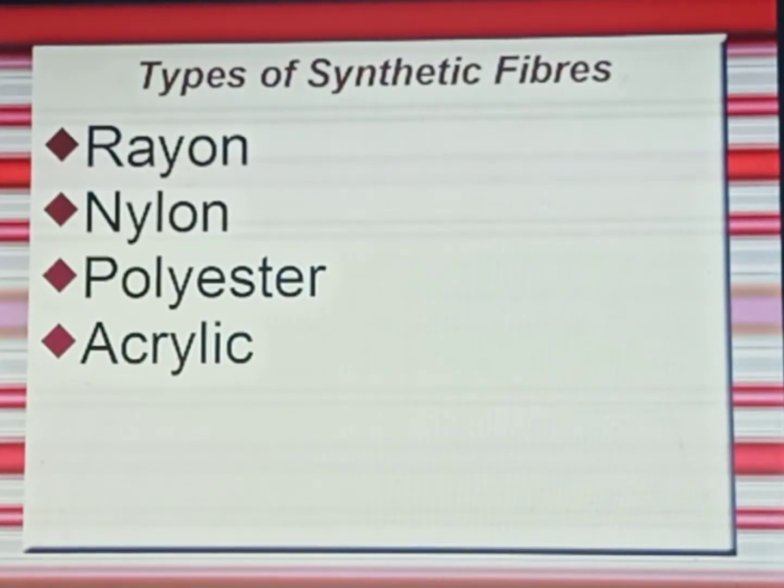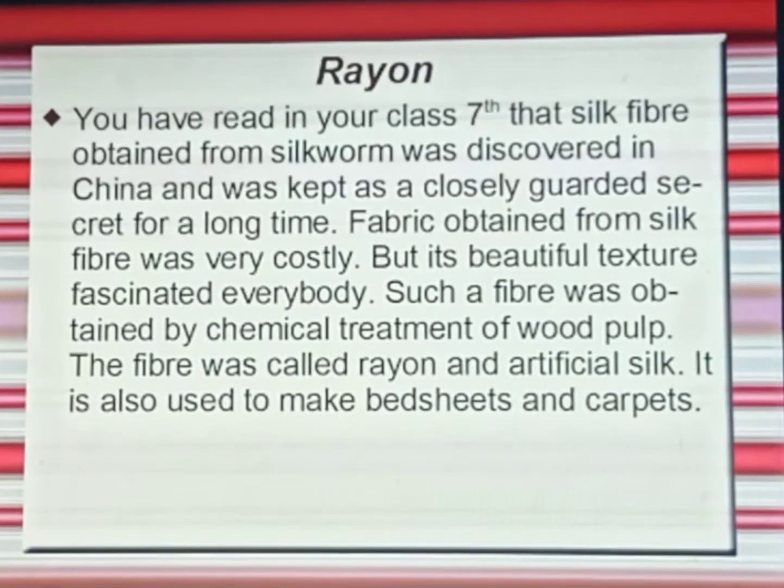Types of synthetic fibers. There are many types of synthetic fibers, but there are mainly 4 types in our class 8. First of all, rayon. Second is nylon. Third is polyester, and the fourth is acrylic. So now let us move ahead. First of all, rayon.